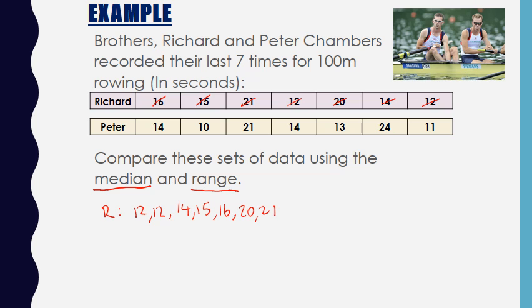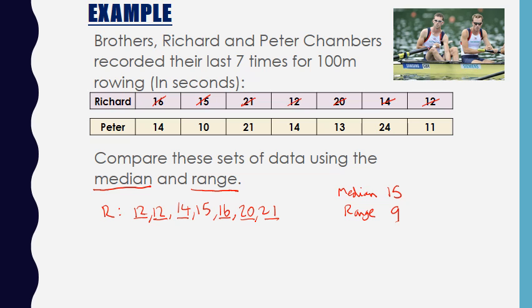And now to find the median, remember we go from the outside and we can circle them, or we can underline them like this. And then we get to the middle and we find that 15 is our number in the middle. So the median is 15. The range is our biggest number take away our smallest number. So 21 take away 12, which is 9.